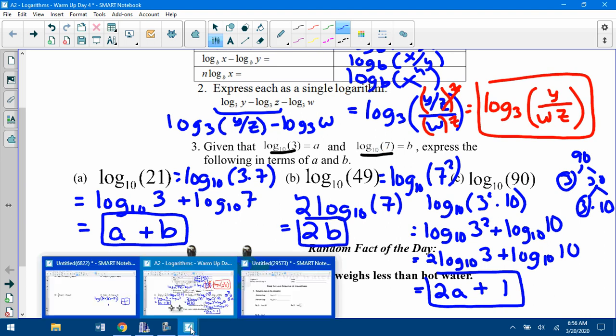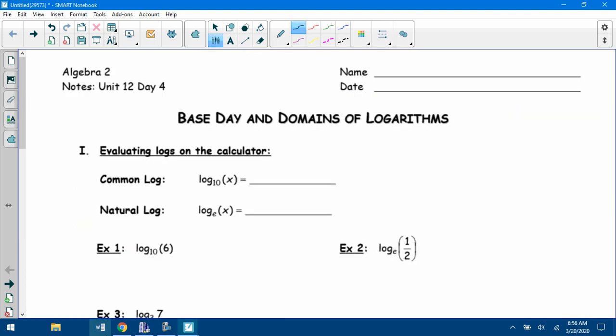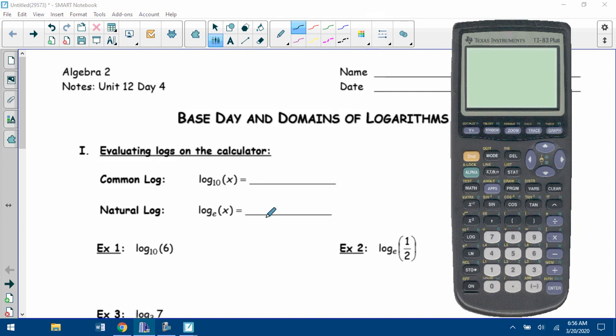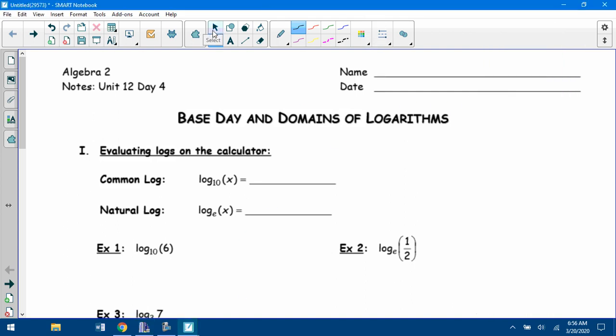All right, so then for today's notes, let's go over to this. Base day and domains of logs. Have your calculator out too. So today's a big calculator day. If you don't have your calculator out, pause the video and grab it. And let's get started. Okay, so we haven't talked about really how to do anything on the calculator yet this unit, and that's what the first part of today's lesson is going to be.